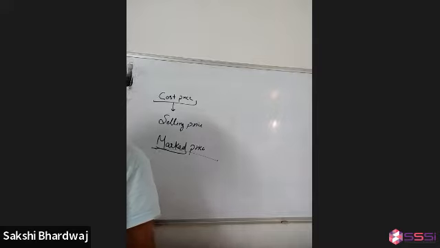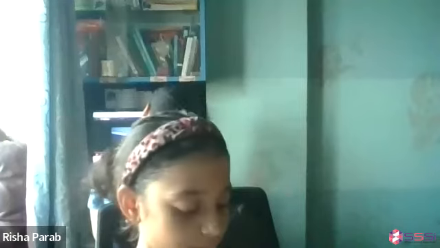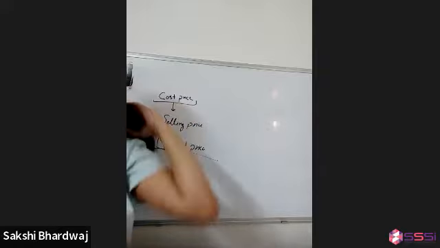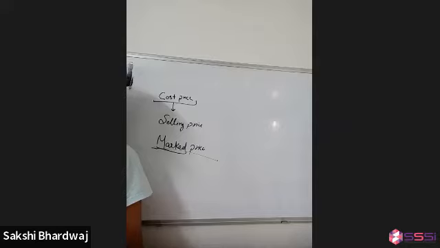Cost price, as written on this page, the price at which an article is purchased is called its cost price. Read these terms, Krisha. All the 5 notes. Cost price, CP. The price at which an article is purchased is called its cost price. 2. Selling price, SP. The price at which an article is sold is called its selling price. 3. Profit or gain. Profit or gain is equal to SP minus CP.